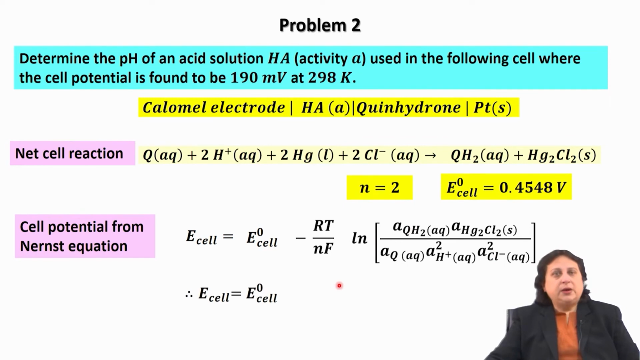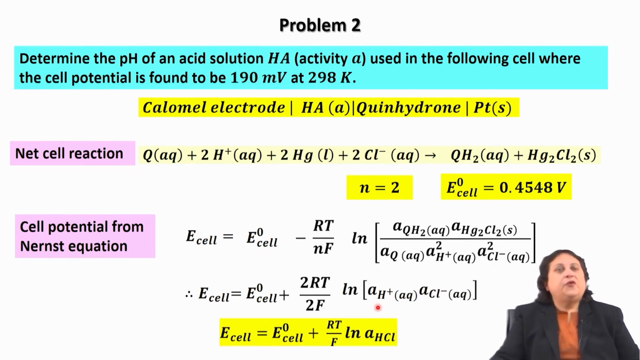Okay. Now, once more what I will do is I will use the conditions such that I have a standard condition for the quinhydrone electrode as well as for the calomel electrode, so that my cell potential now simplifies to this equation. And therefore, from the Nernst equation I will say that the cell potential is dependent on the standard cell potential plus RT by F logarithm of activity of HCl. Okay, so, moving ahead.